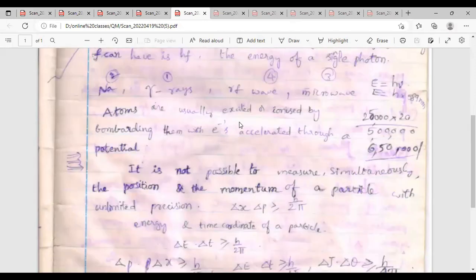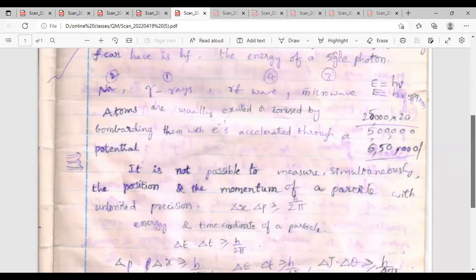Atoms are usually excited or ionized by bombarding them, that means hitting them, with electrons accelerated through a potential. When accelerated electrons hit the atoms, then usually they get excited or ionized.